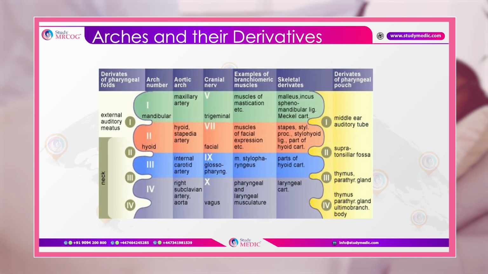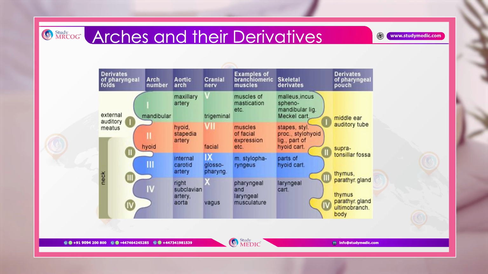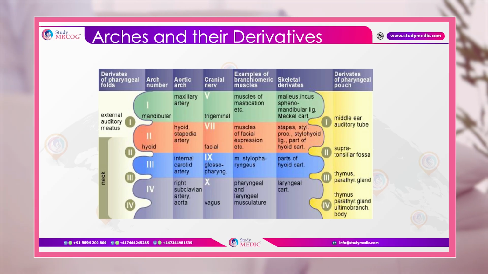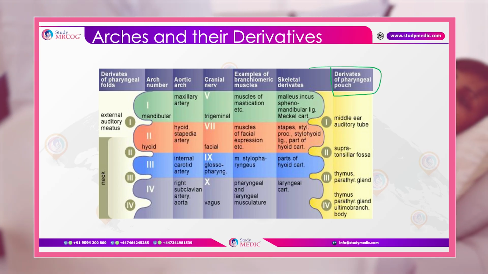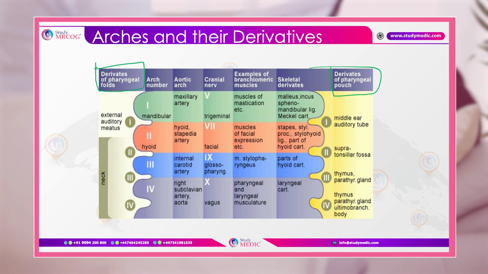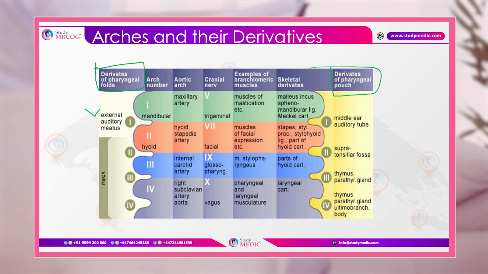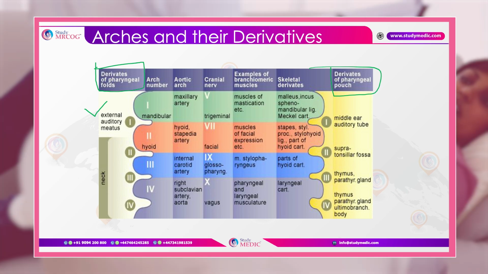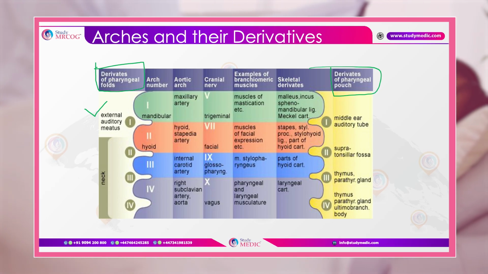Alright, so this over here is a table, which is in an image based tabular form. It has given you an idea of all the derivatives of the pharyngeal apparatus, okay? So the derivatives of the pharyngeal pouches have been mentioned, and the derivatives of the ectodermal clefts, or the pharyngeal folds, have also been given. So the first pharyngeal cleft will give rise to the external auditory meatus, and similarly the cranial and the aortic arch derivatives have been given to you.